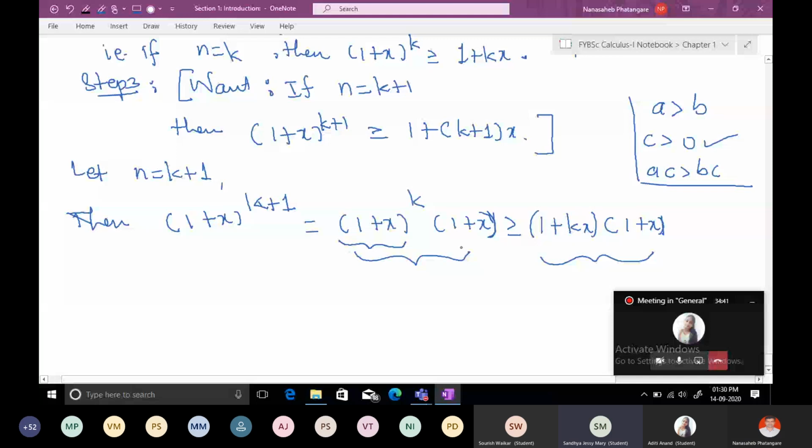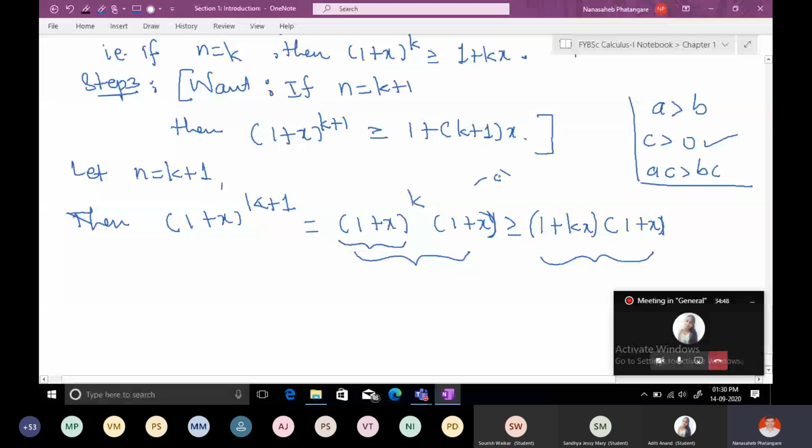Because x is greater than negative 1. Exactly, because this is our assumption. That's why this assumption is very essential. Otherwise, we will not proceed, right? Otherwise, you will be stuck at this stage, right? We cannot say that it is greater equal.